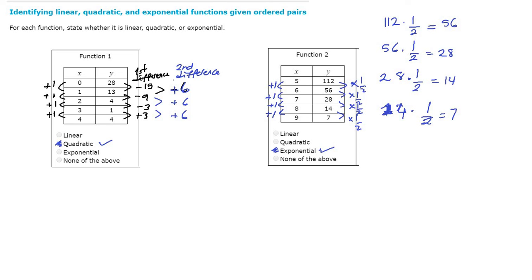If there is a common difference, it is either linear or quadratic. It depends on where I get the same difference: is it the first difference or the second difference? If it is the second difference, then it is quadratic. And if I'm looking at the situation where I multiply by the same number, that means it is an exponential situation.